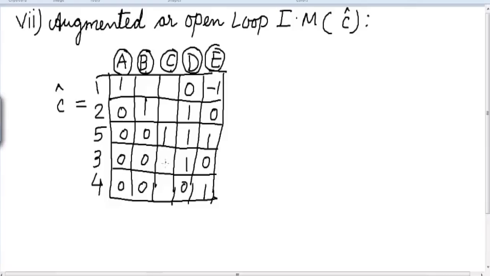Okay. So this is the contents of the 7th matrix, that is the augmented loop incidence matrix. So this completes our entire 7 matrices of this particular problem which was provided to us, and we have very easily completed all the contents one by one, so that all the matrices are available with us.